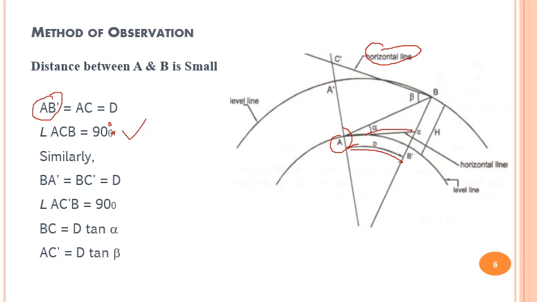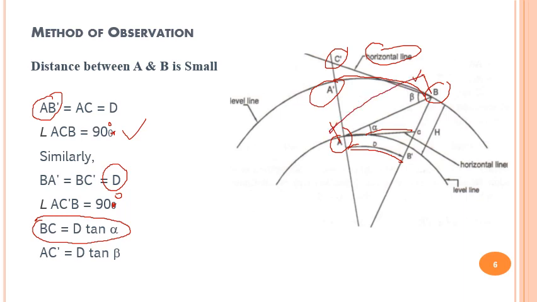Similarly, BA dash is equal to BC dash, which is equal to D. This is the distance, and this is the curvature, the straight line and the curve. Then angle AC dash B is equal to 90 degrees, and BC is equal to D tan alpha. This is the horizontal distance, D tan alpha.